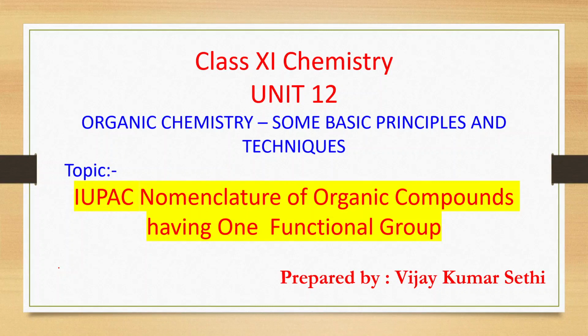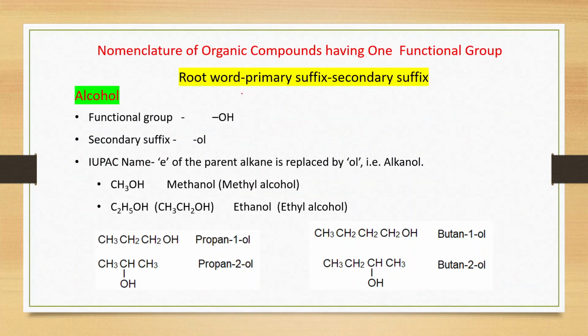We were discussing Unit 12, Organic Chemistry: Some Basic Principles and Techniques, and in this video we will discuss the IUPAC nomenclature of organic compounds having one functional group. When one functional group is present, the name of the organic compound is written like this.